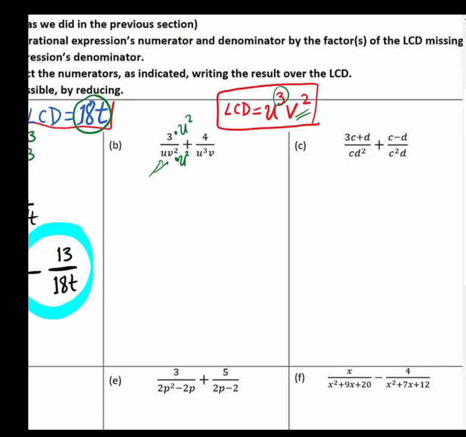Then the numerator, 3 times u squared is just 3u squared. The denominator, uv squared times u squared. You add the powers of the u and get 3. And the v doesn't change because you haven't multiplied by any v's. That looks good because the denominator is the least common denominator, which was the goal.